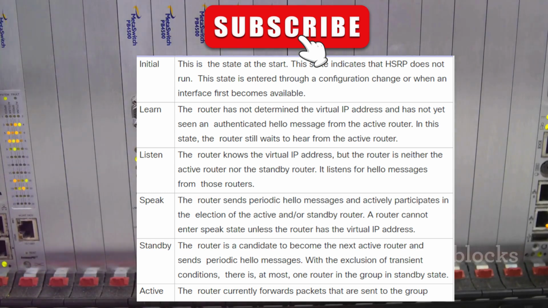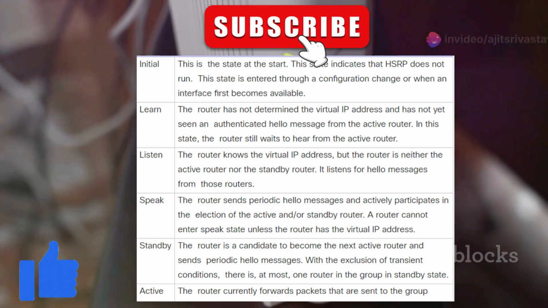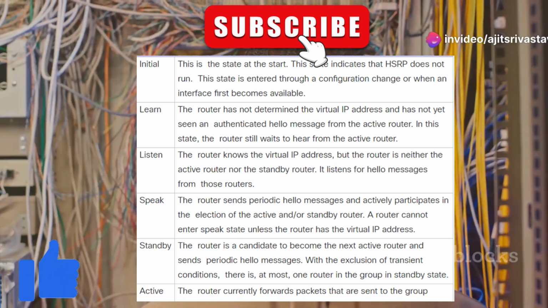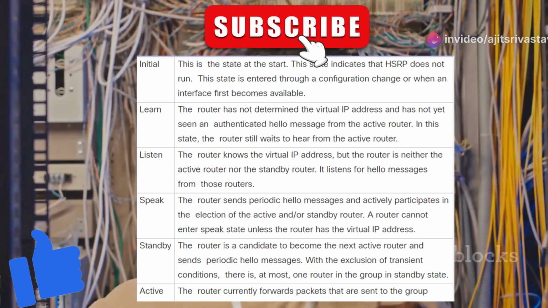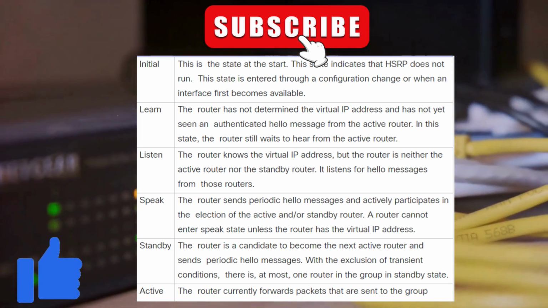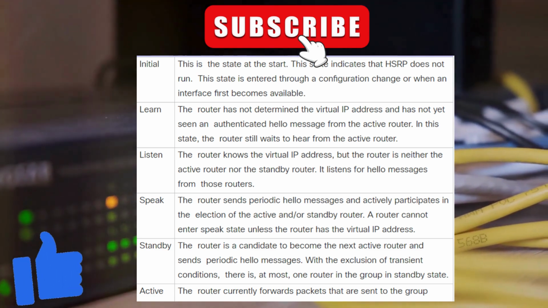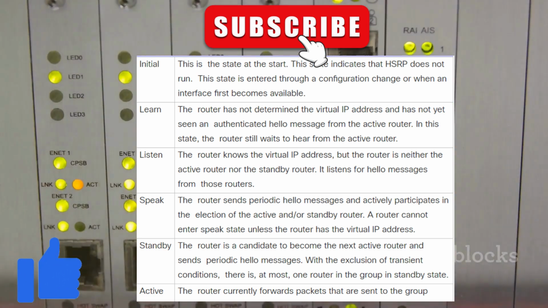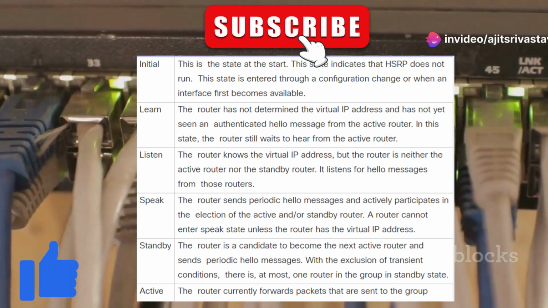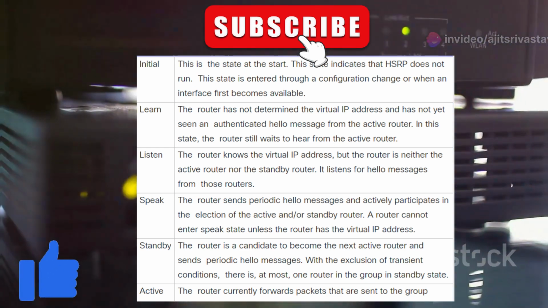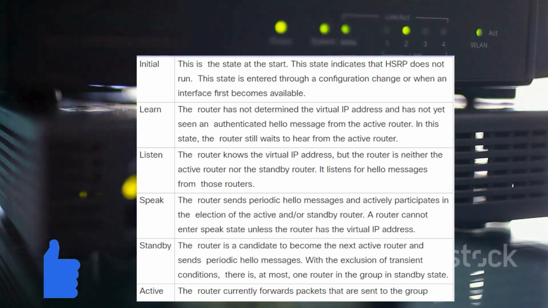Speak, where the router is sending HSRP messages. It is the active or standby router. Standby, where the router is a candidate to become the active router if the current active router fails. And active, where the router is actively forwarding traffic. Failover happens when the active router fails. The standby router detects the failure. It takes over the active role. This process is transparent to end devices.